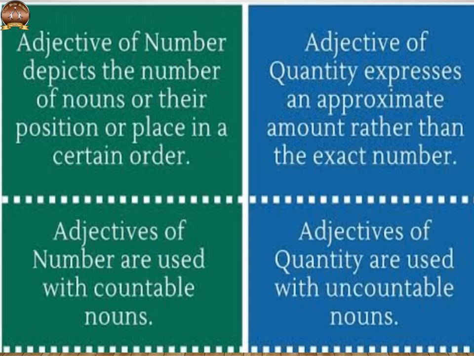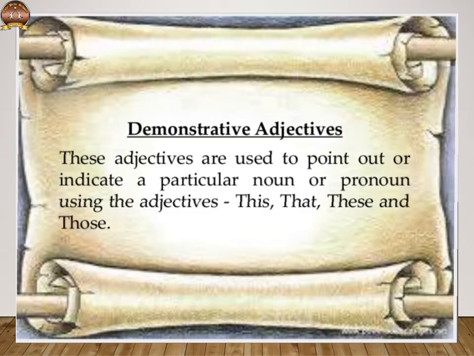So an adjective of quantity expresses approximate amount rather than the exact number, and number depicts the number of nouns or their positions or place in a certain order, and they depict it more precisely, not like quantity, which just gives an approximate amount.